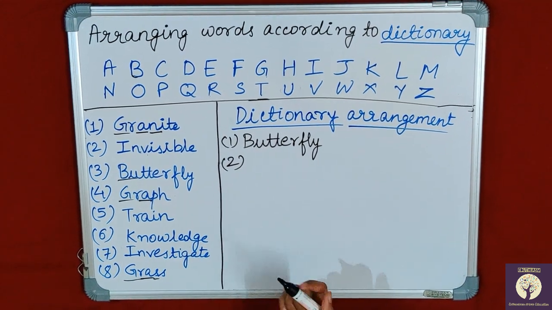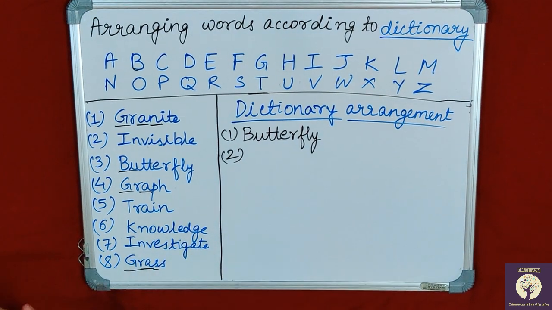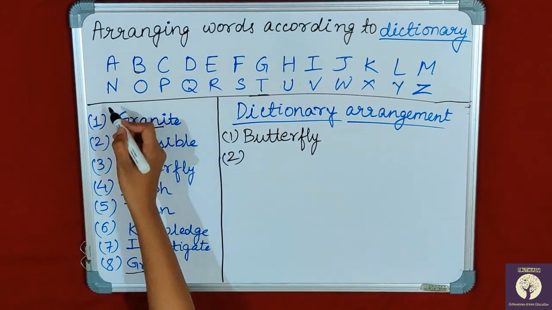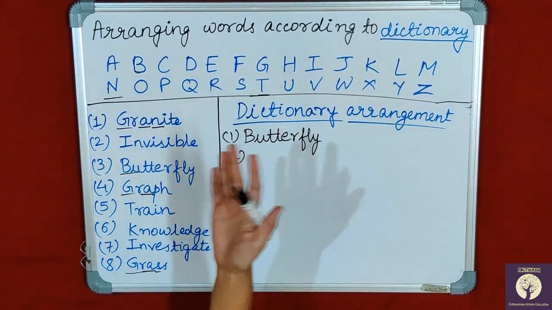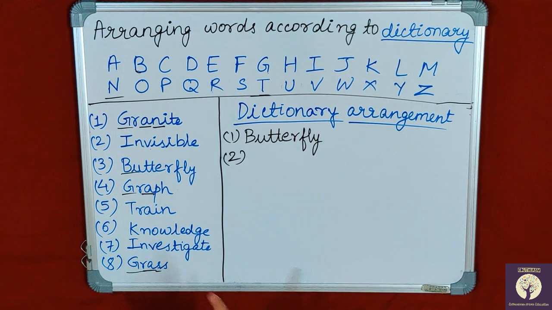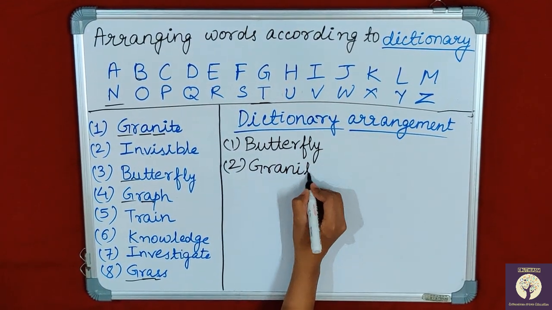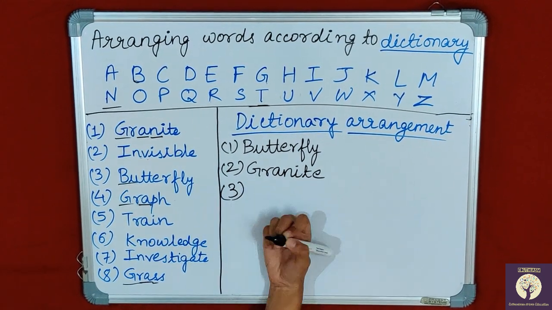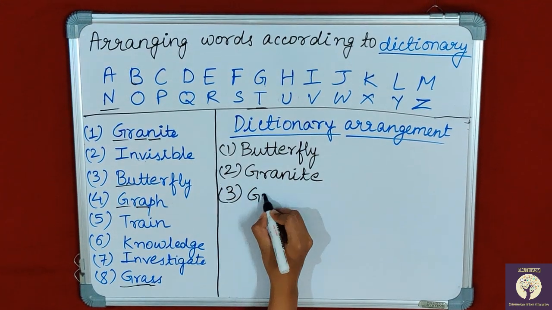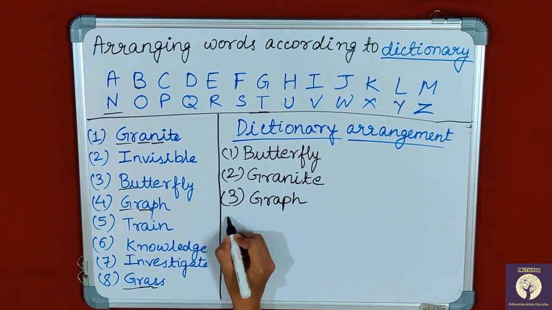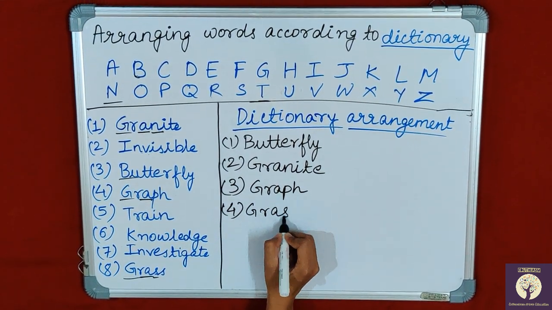So we will check in the alphabet of the English language what comes before what. So we have 3 letters here, N, P and S. As we can see, N is the first letter amongst N, P and S. So we will place the next word as granite. Now then comes P. So we will place graph after granite, and the last word starting with G would be grass.